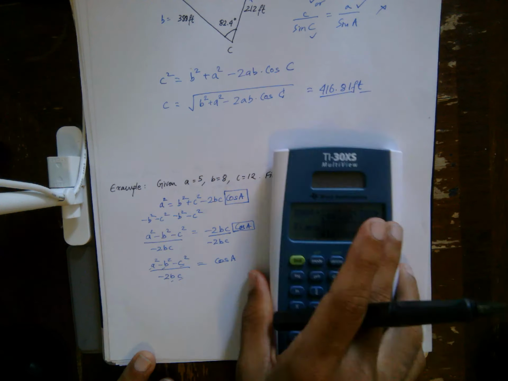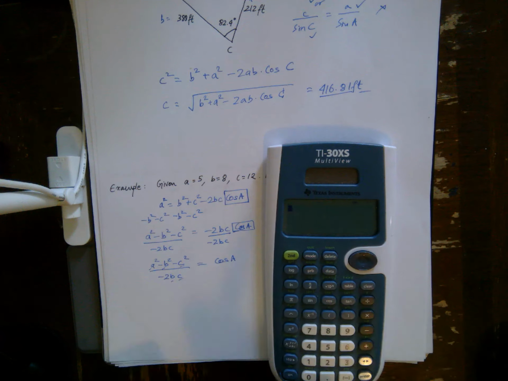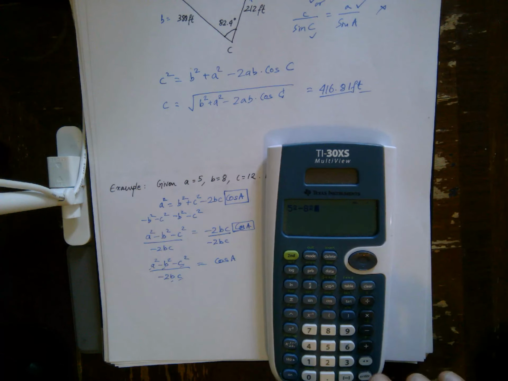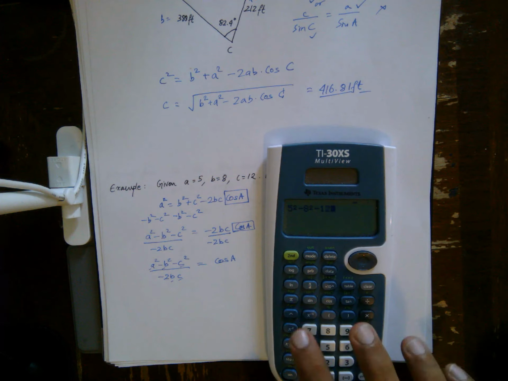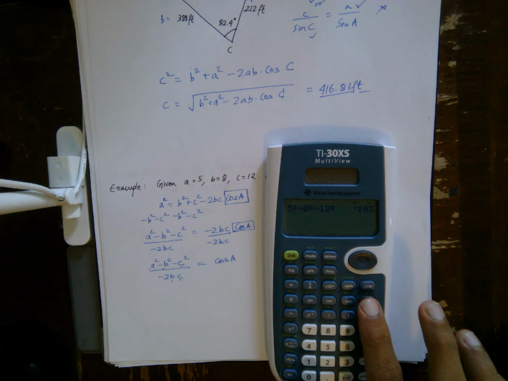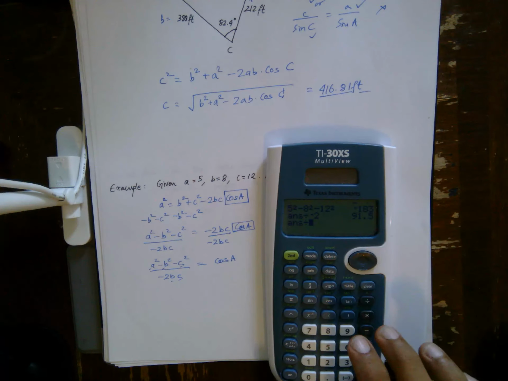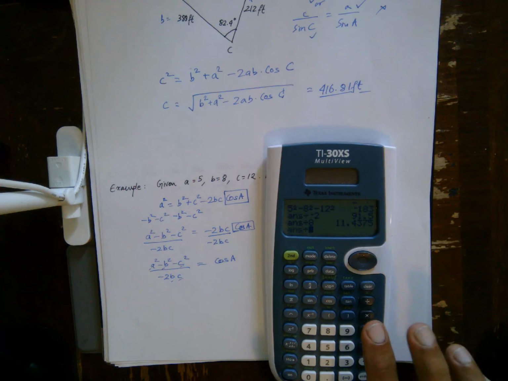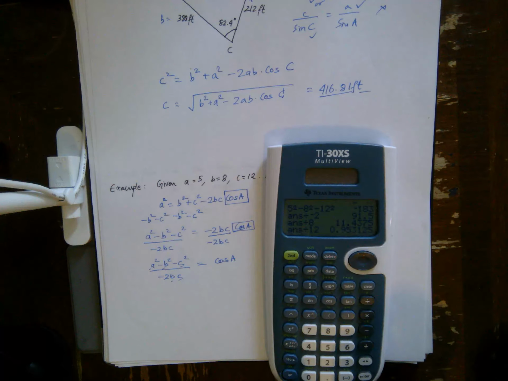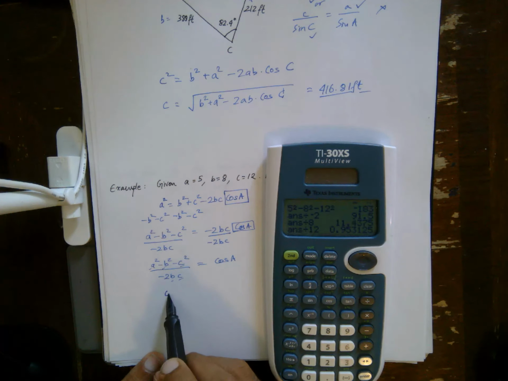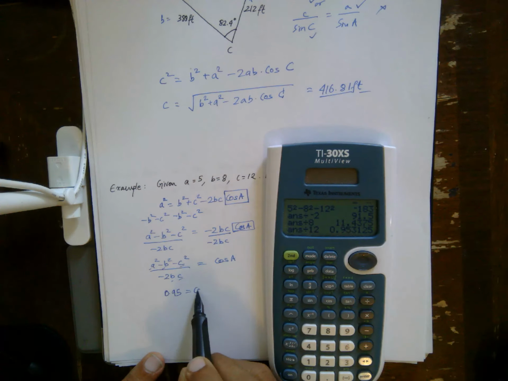So let's just go ahead and plug this in. 5 squared minus 8 squared minus 12 squared, divided by negative 2 times b, which is 8, times 12, gives 0.95, which is acceptable because it's less than 1.